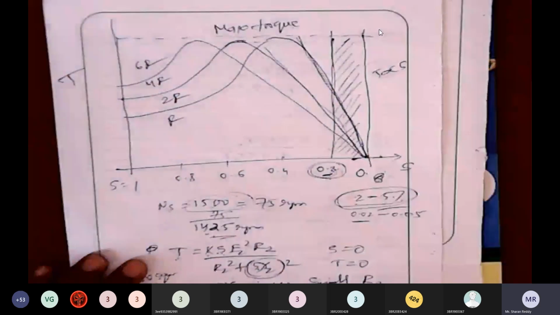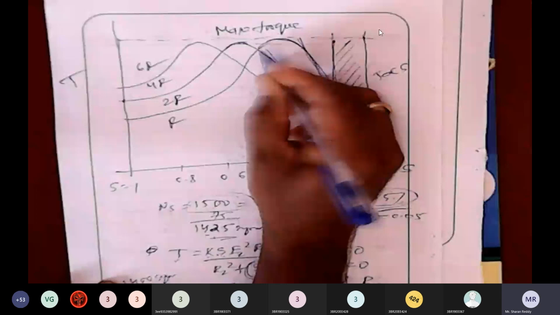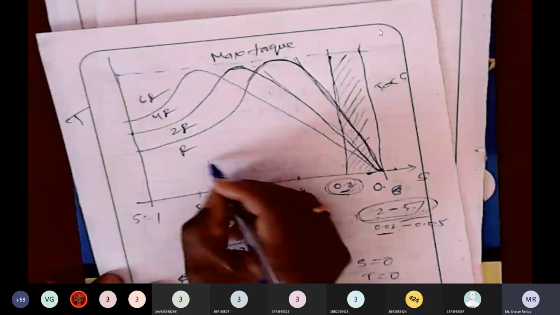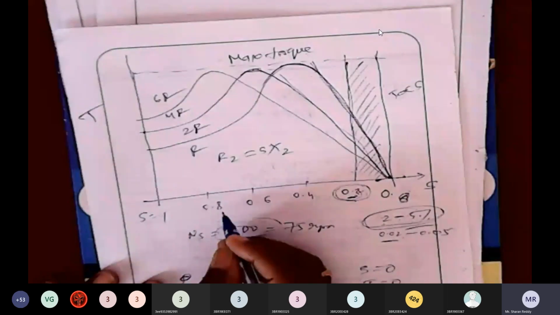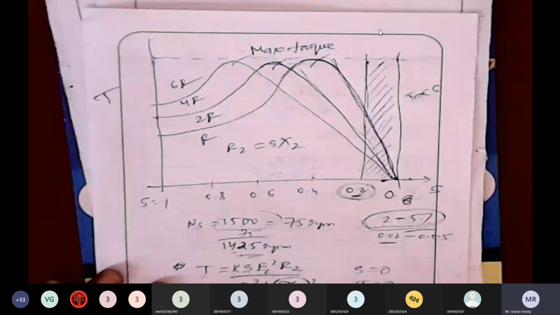Then what happens once it attains the maximum torque? This is called the maximum torque under running condition. What is the condition? When R2 is equal to Sx2. When R2 is equal to Sx2, these conditions are reached, and the maximum torque is attained by the motor.